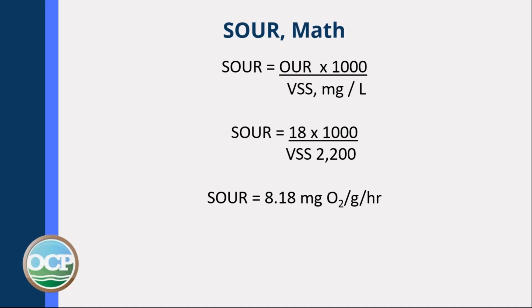Once we know our oxygen uptake rate, we can plug that into the equation along with our MLVSS. So our specific oxygen uptake rate is going to equal 18, which was our oxygen uptake rate, times 1,000 divided by 2,200 milligrams per liter, which was our MLVSS concentration. Do the math, and your specific oxygen uptake rate is 8.18 milligrams of oxygen per gram per hour.